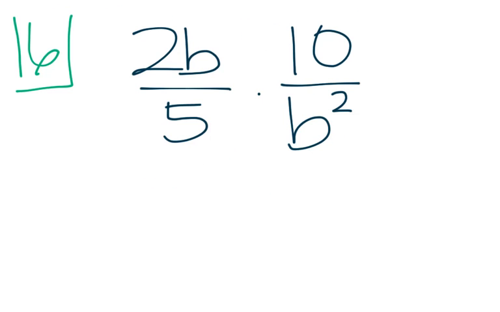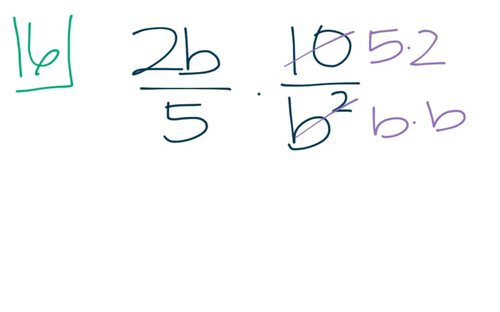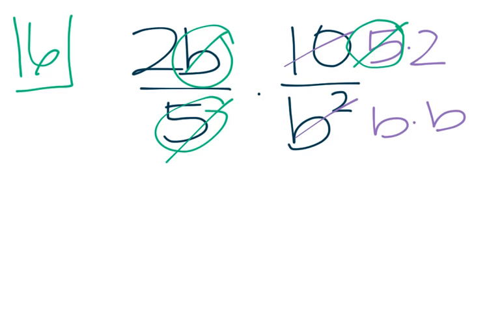Now we have 2b over 5 times 10 over b squared. So this 10 can be factored to 5 times 2, and b squared is the same as b times b. So what that means is we have this 5 on the top and this 5 on the bottom, and this b on the top and this b on the bottom. So we can only cancel that out if there's one on top and one on bottom. If they're both on top, we can't cancel it out. So instead, we're going to multiply them.